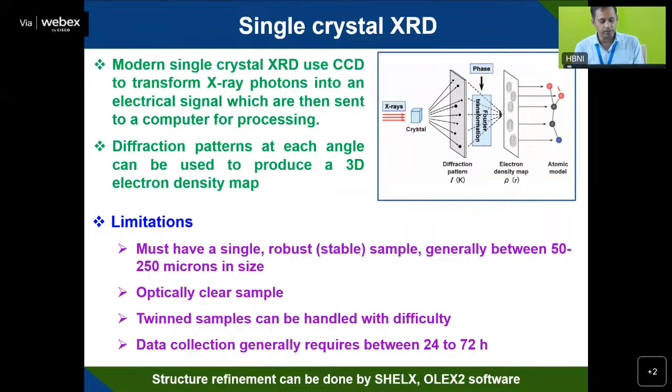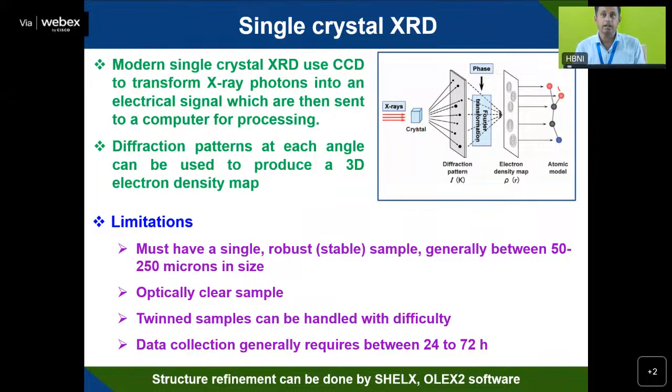The biggest limitation is that the single crystal must be a robust sampling technique, and generally the crystal has to be large, like 50 to 250 micron size. Then only is it possible to get a better X-ray diffraction pattern. And the sample has to be optically clear, completely optically transparent. And if you have a twinned sample, or some defects, you can still identify the crystal structure using single crystal X-ray, but it is a little difficult.